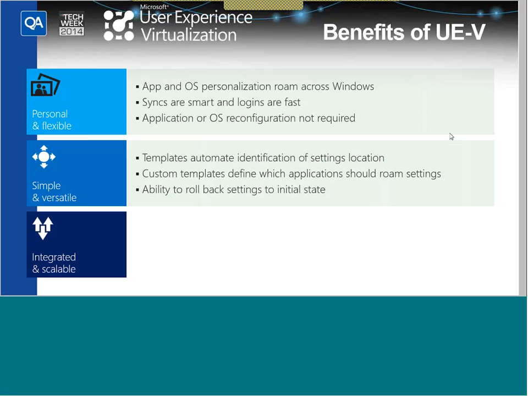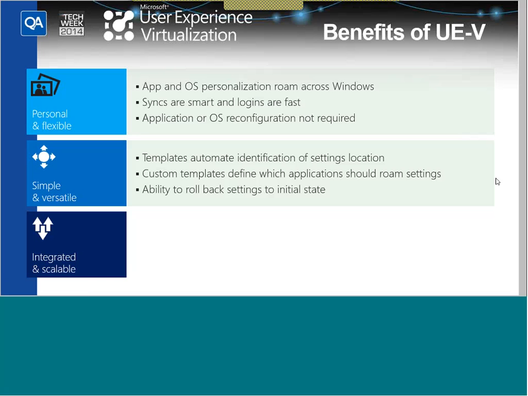We don't have to roam all of the settings that are in the template. We can edit them. We can delete some of the settings that are available to us, and we can add additional settings should we so wish. And we can build our own custom templates as well. They provided a tool that enables us, with our line of business applications, to capture the setting locations for those applications and build a template. There's also the ability to roll back an application to its initial settings as well.